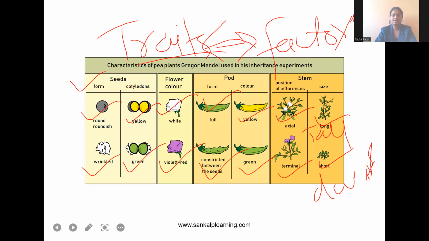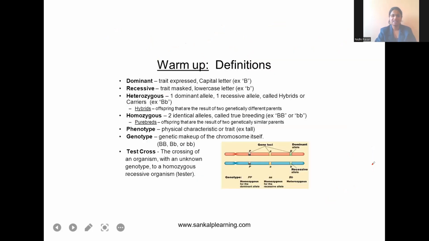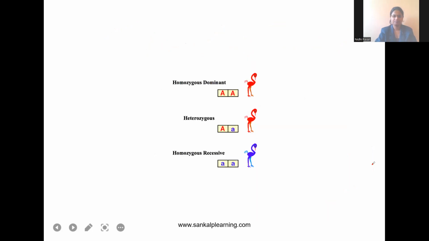So he considered these characters and studied the garden pea plant. These are called contrasting characters, and for genes he used to call them factors. Now let us learn certain terms related to genetics.